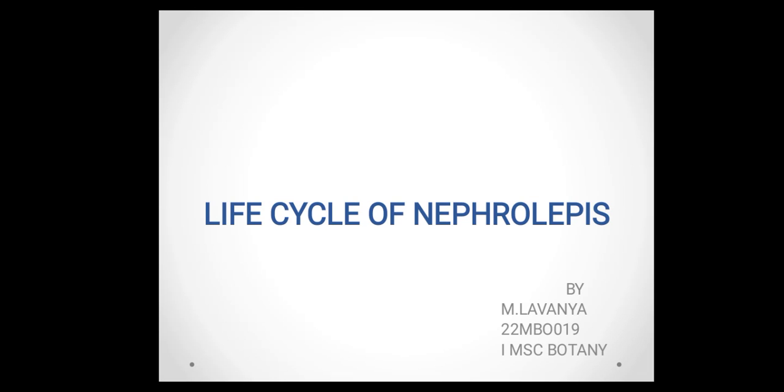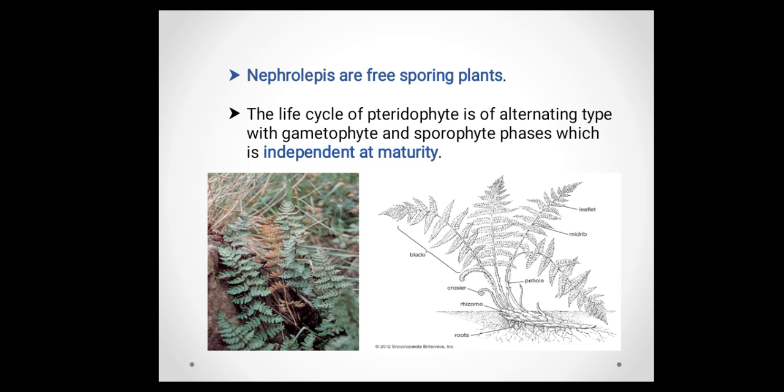Hello everyone. Today we are going to see the life cycle of Nephrolepis. Nephrolepis is a pteridophyte, a free sporing plant. In pteridophytes, the life cycle has an alternation of generations, that means a gametophyte and a sporophyte. The two phases are independent at maturity.